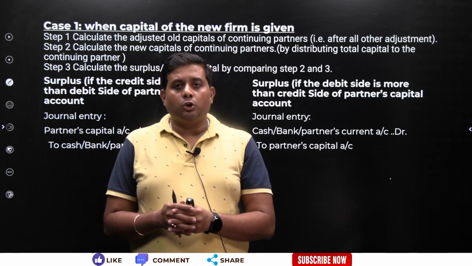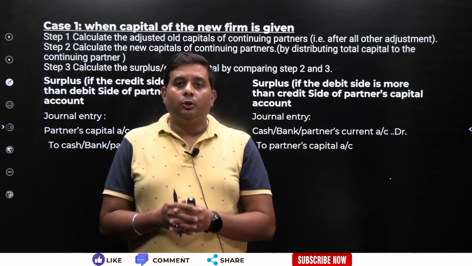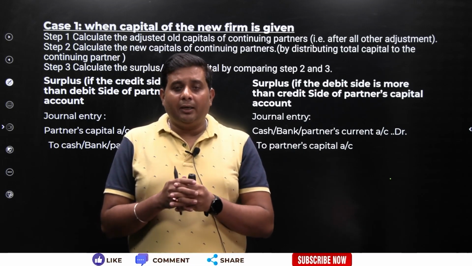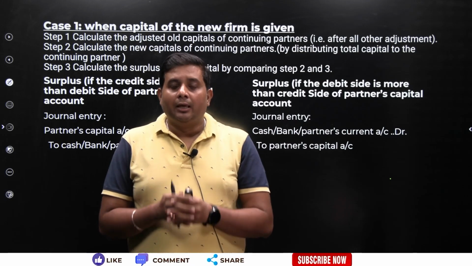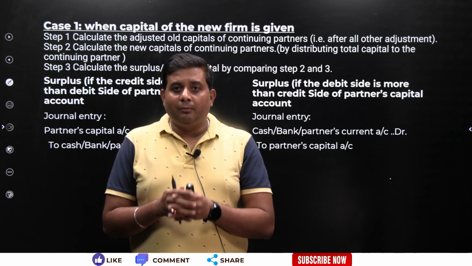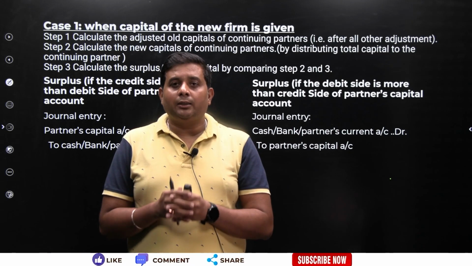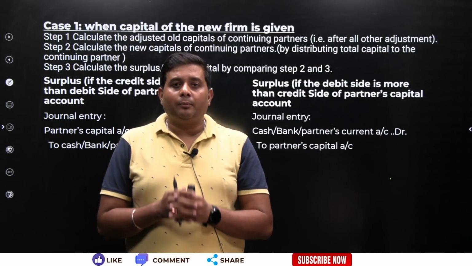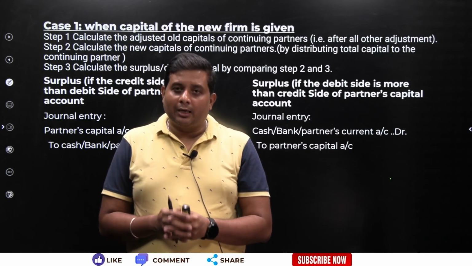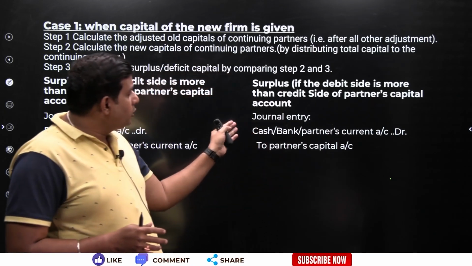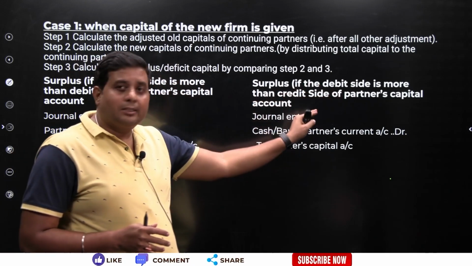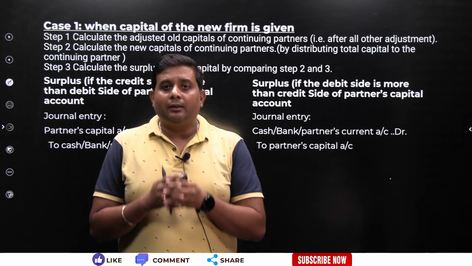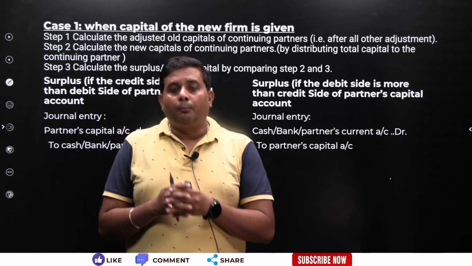For this, the journal entry should be concerned partner's capital account debit to cash / bank account if it is paid immediately. But if it is not paid immediately, and the question says the payment is not yet made and the adjustment has to be made through opening a current account, then instead of writing to cash / bank, you have to write to concerned partner's current account. Now the second condition: if the debit side is more than the credit side, then that partner has a deficiency of funds and that deficiency has to be borne by him.